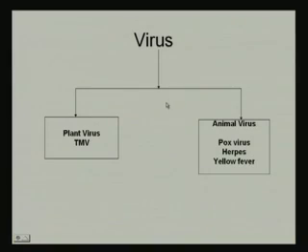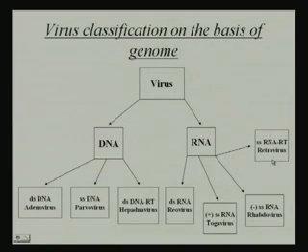Now, if we classify these viruses, we can divide the virus particle into two major groups. One is called the plant virus, another is called the animal virus. The tobacco mosaic virus is one such example of plant viruses, and animal viruses are the pox virus, herpes, yellow fever, HIV and so on. Whatever the virus particle may be, these viruses are the smallest creatures, which are mostly pathogenic in nature.